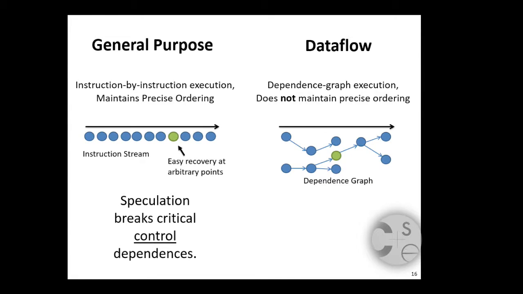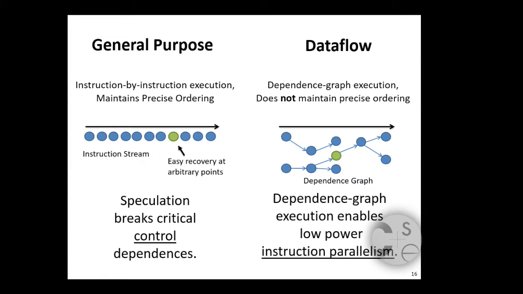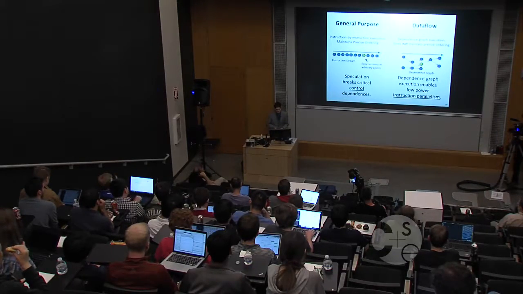The data flow architecture, on the other hand, does dependence graph execution and does not maintain the precise state at every instruction. So it's going to be much harder to recover at arbitrary control instructions. But on the other hand, since we're expressing the program dependencies explicitly in the program representation, we expose more instruction-level parallelism. We can actually execute this instruction-level parallelism with lower power hardware. So general-purpose architectures are better when the control is critical, and data flow architectures are better when the control is not critical. So how do we extract these control non-critical program regions from the program?